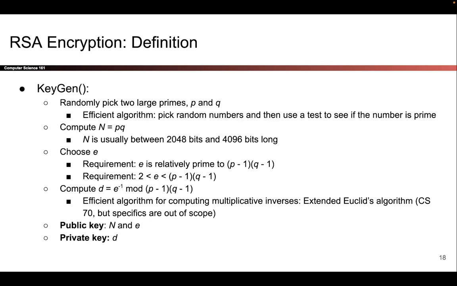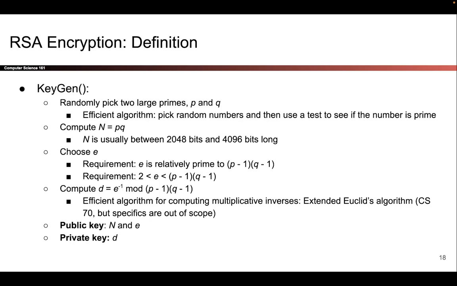A lot of this will seem like mysterious math where I'm making choices for seemingly no reason, but hopefully when we go through the proof of why RSA encryption works, it will become more clear why we make all these choices. But first, let's just talk about the definition, and it's okay if it's a little mystifying.